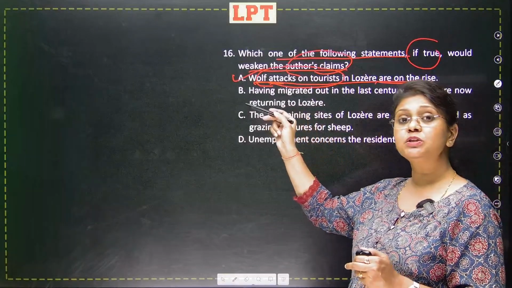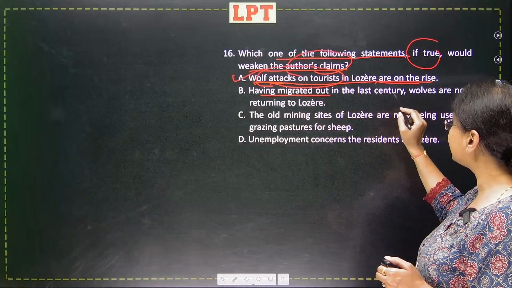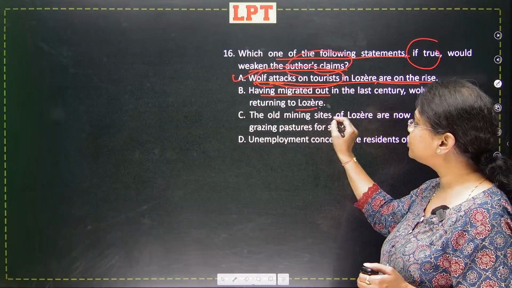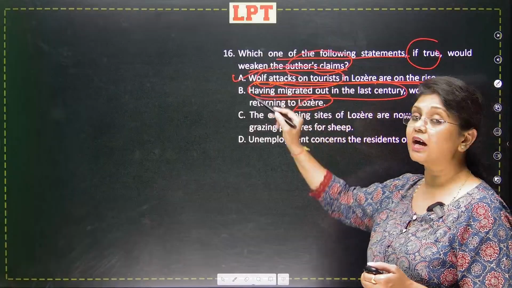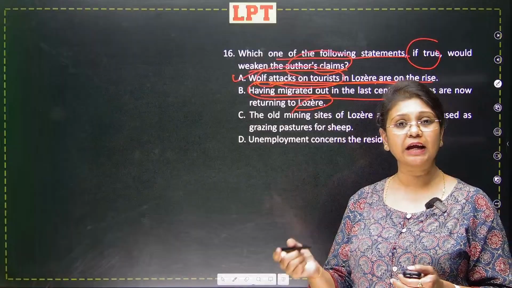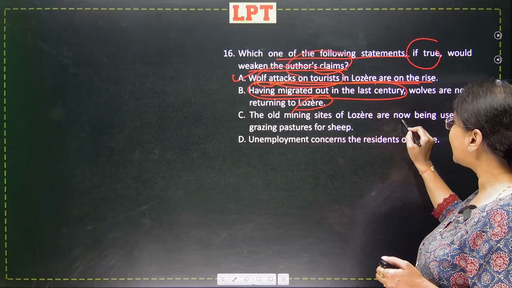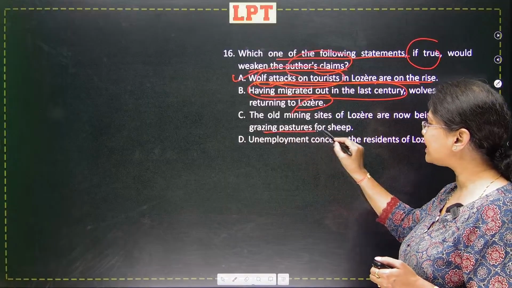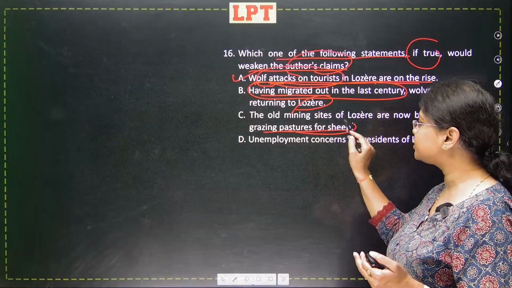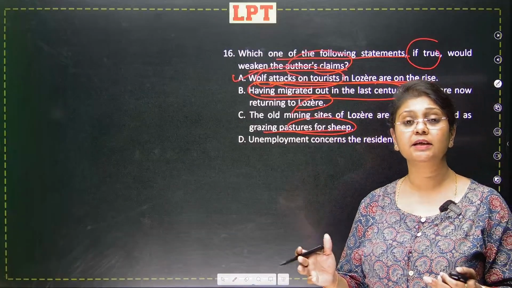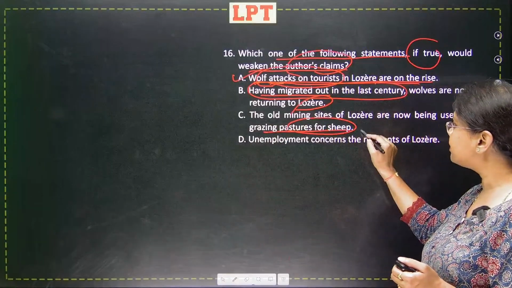Now let's look at B, C, D. It says having migrated out in the last century, wolves are now returning to Lozère. That is okay, but this point does not weaken the argument of the passage, so that would be eliminated. C says the old mining sites of Lozère are now being used as grazing pastures for sheep. It talks about mining sites and the pastures of sheep. Of course, that is not related because it does not weaken the main claim of the passage, so this will be cancelled out.